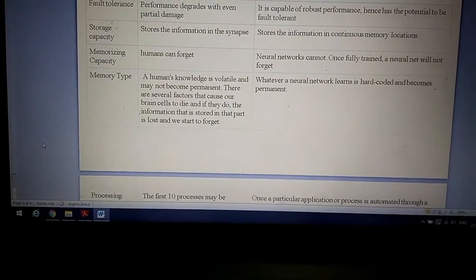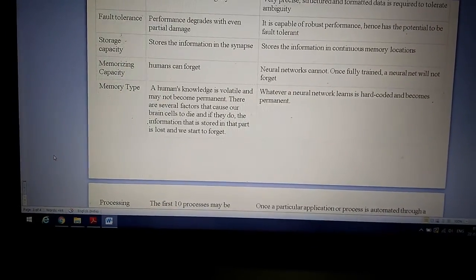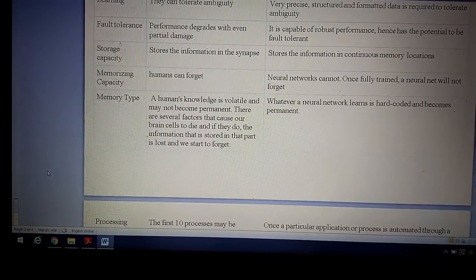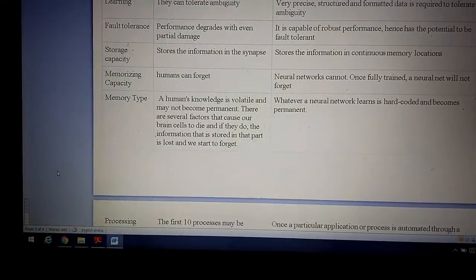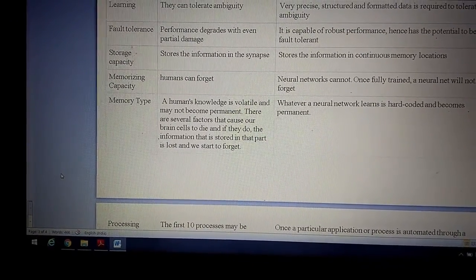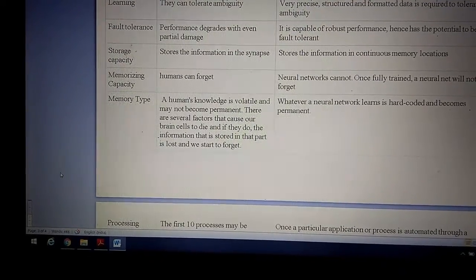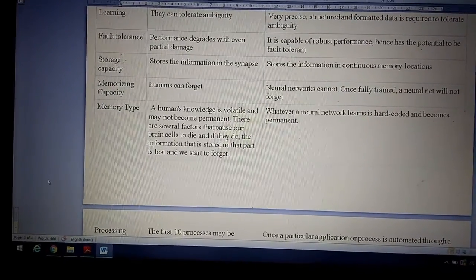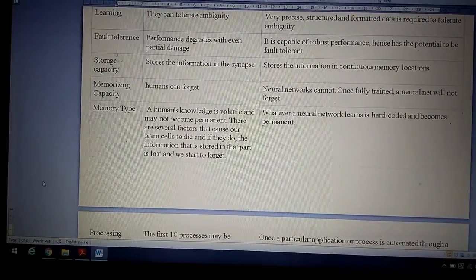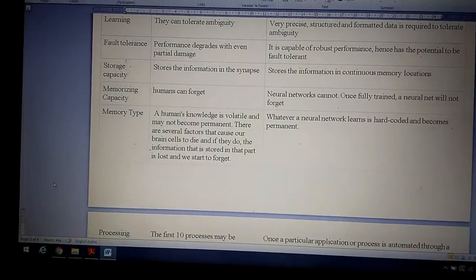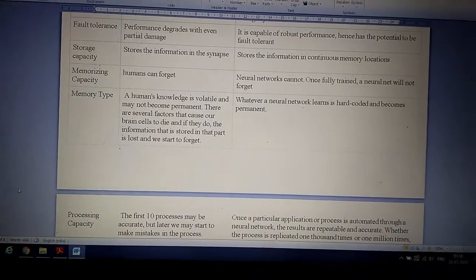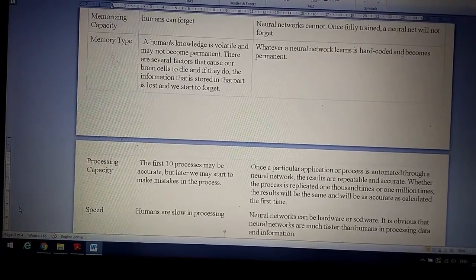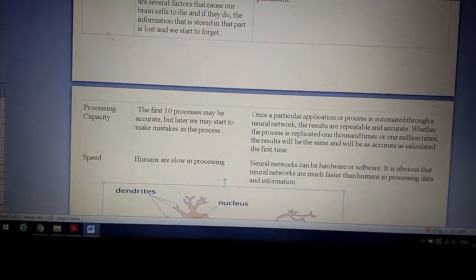Next is memory type. Human memory or human knowledge is volatile and may not become permanent. There are several factors why human memory is volatile: if our brain cells die, the information stored in that part is lost and we start to forget. But for a neural network, this is not the case. Whatever a neural network learns is hard coded and becomes permanent. So biological neurons have a volatile memory type, and artificial neural networks have a permanent memory type.